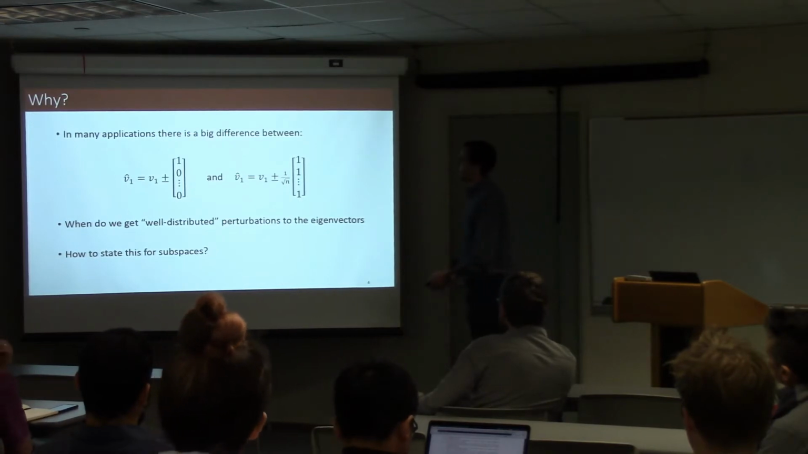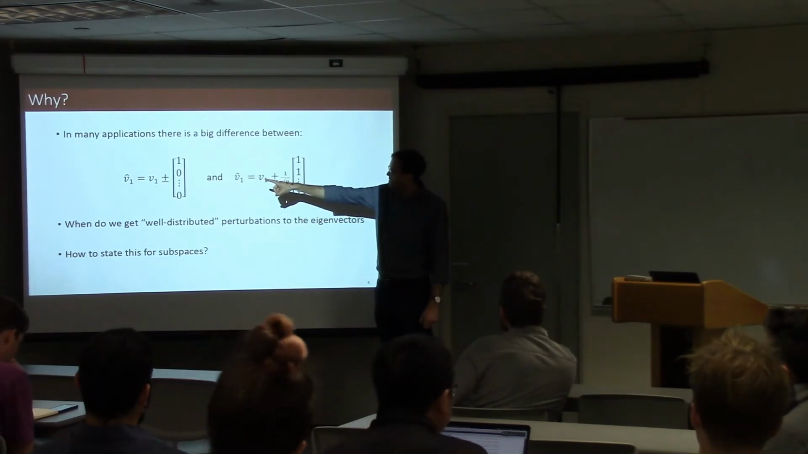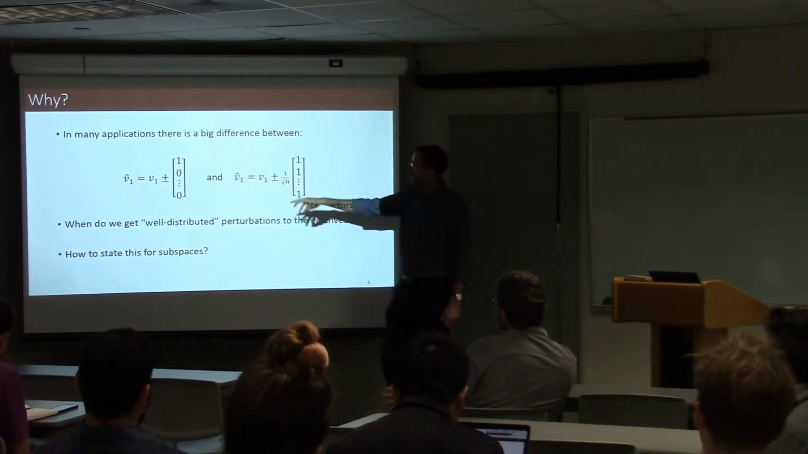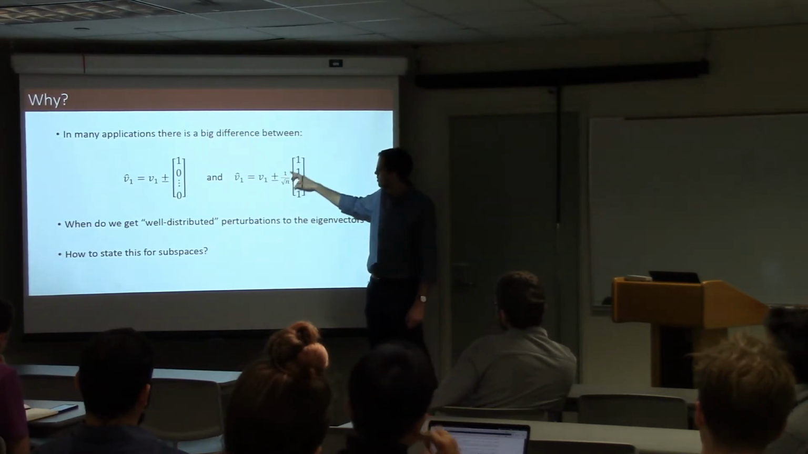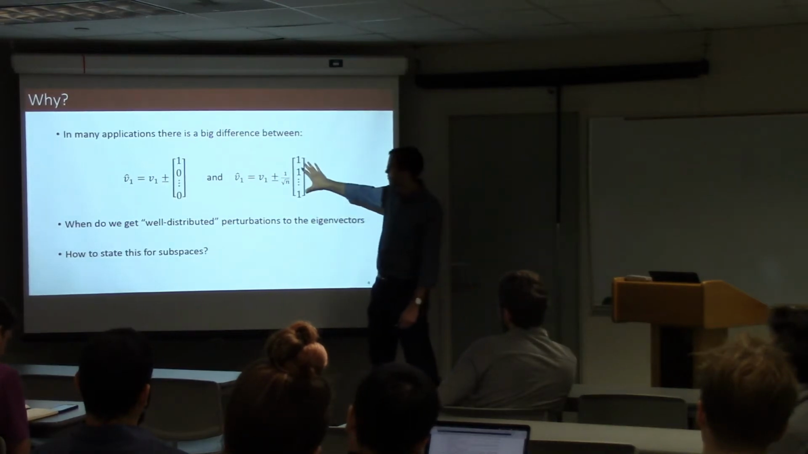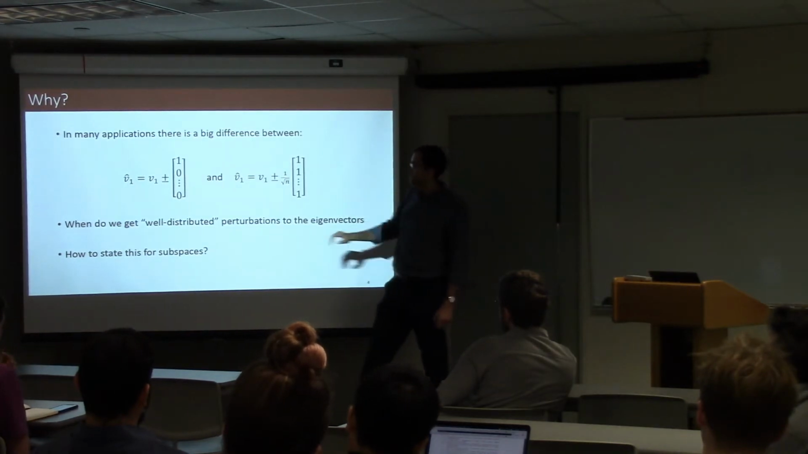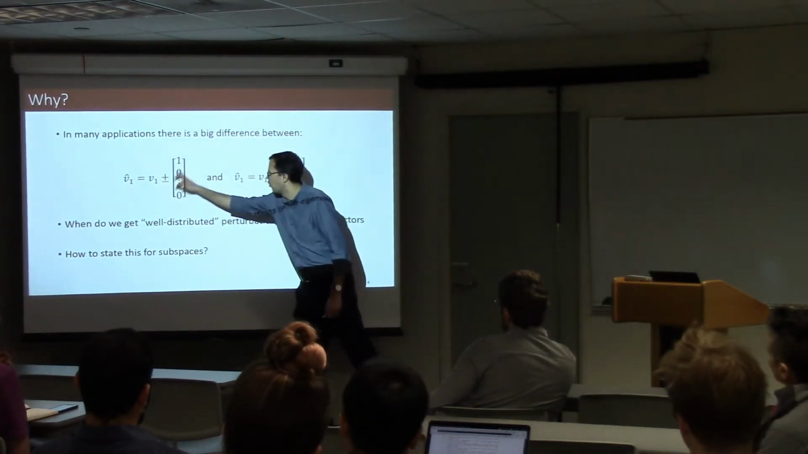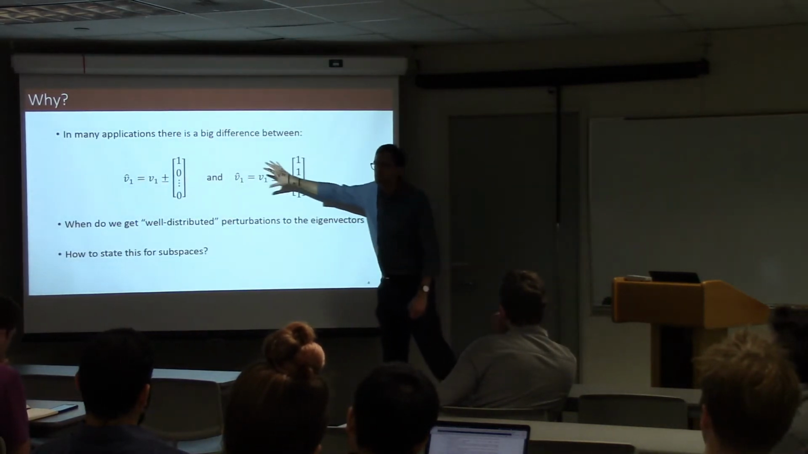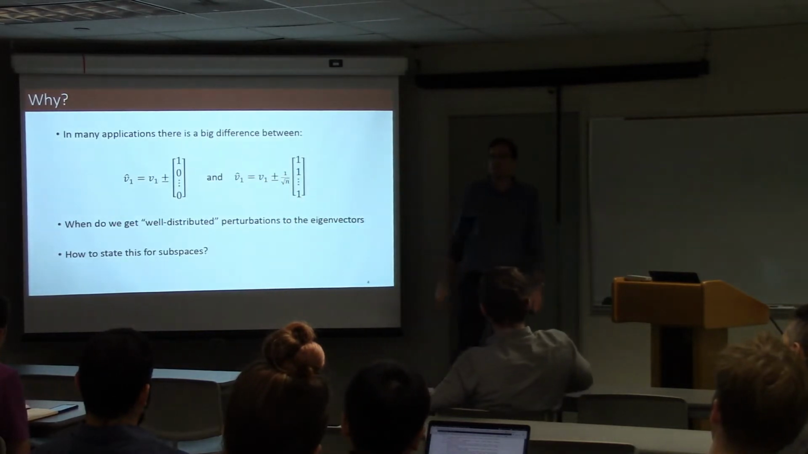Well, the key is that in many applications there could be a big difference between v1 hat being v1 plus a vector that is 1 in the first entry and 0 everywhere else, versus v1 hat being v1 plus 1 over root n, and then 1's everywhere, okay? In this case, v1 hat looks like v1, lightly perturbed in every entry. Here, v1 hat looks like v1, where I've massively changed the first entry. Both of these perturbations have norm 1, okay? Pretend I've normalized the associated eigenvectors.